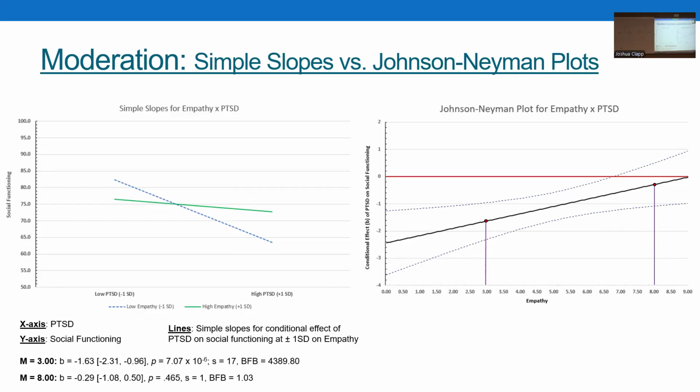These are my pick-a-point levels. Here, a standard deviation below is 3, a standard deviation above is 8. If I look at a standard deviation below on empathy, my conditional effect of PTSD is negative 1.63. Here are my confidence bounds for that. So I have evidence for a negative association of PTSD and social functioning at this level. But Jayla, as soon as I get here at high levels of empathy, which is this right here, do I have evidence of a conditional effect at that point?